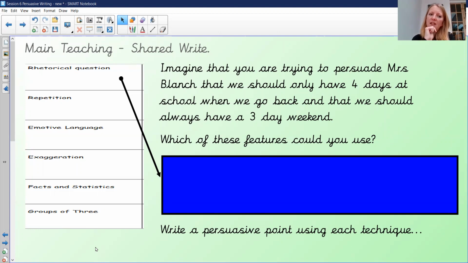So which of these features could you use to try to persuade Mrs. Blanche? So what we'd like you to do, on the bottom of your sheet, is think of 1 point for each of these techniques that we've been looking at. So under my big blue box here, there's an example of a rhetorical question that you could use. So you can use this one if you would like, or come up with one of your own. So what rhetorical question could we say to Mrs. Blanche? Let's have a look.